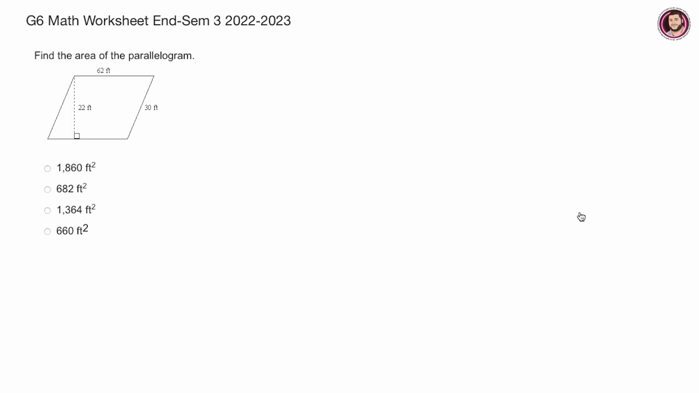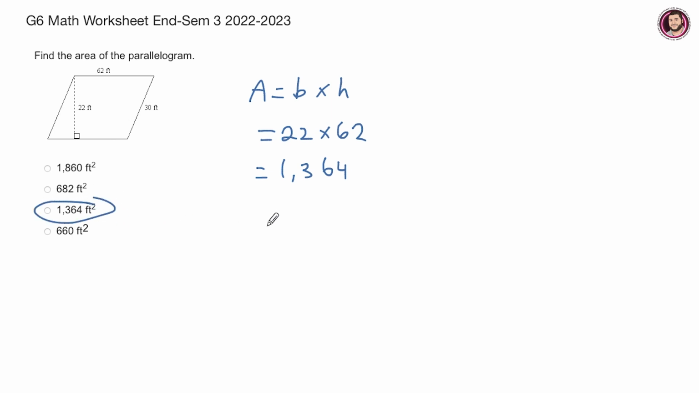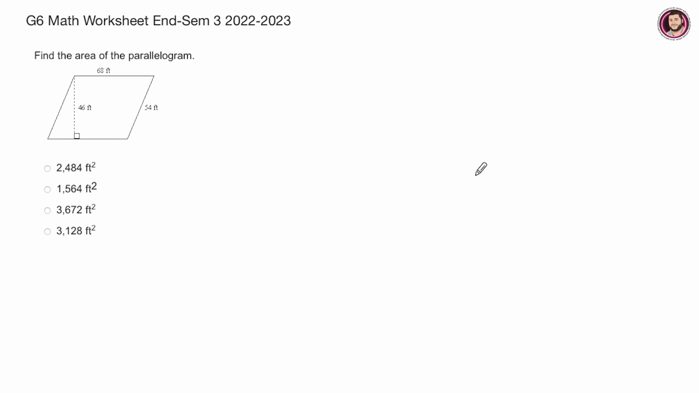Find the area of the parallelogram. The area of the parallelogram equals base times height, as we know. Let us determine which is base, which is height. The base and height make a T or L. So this is the height and this is the base. This is 62 as given, and this is 22. So it's 22 times 62, which equals 1,364. This is the choice.